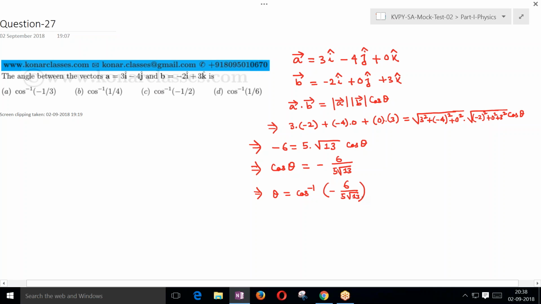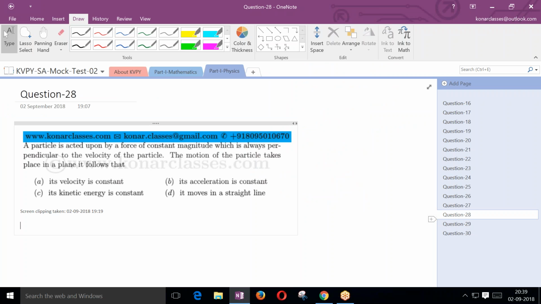I hope it is not matching any of these answers. There must be something wrong in the question. I will get back to you on this question later. Thank you. Now let's proceed to the next question, which is question number 28.